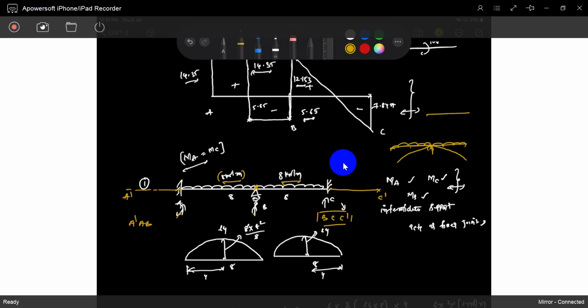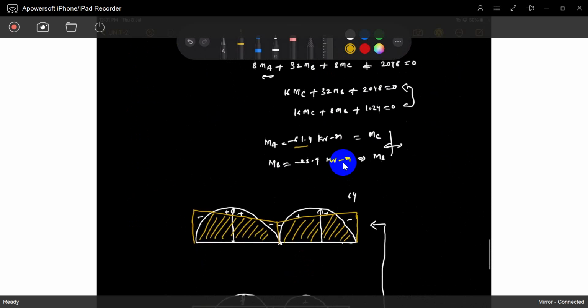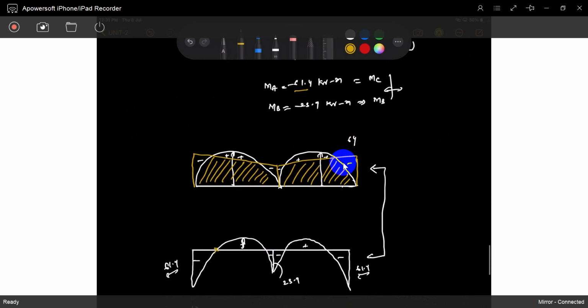If there is a load, most probably it will deflect like this because it has a loading. But equally distributed load means what? Most probably there is no deformation at the B joint. So that's why there are points of curvature at these four locations.